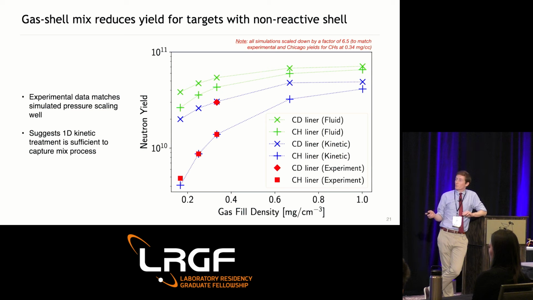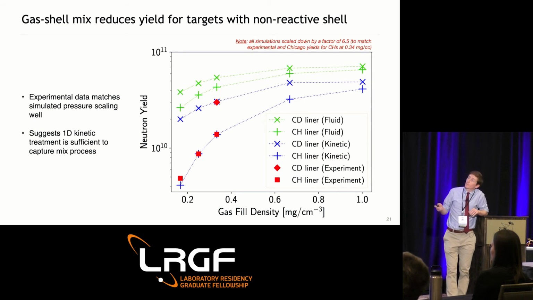So one more big plot here. This is gas fill density. So it's neutron yield as a function of gas fill density for both CH and CD targets for three cases. In green is going to be fluid simulations. In blue is going to be kinetic simulations. And red is actual experimental data at OMEGA.